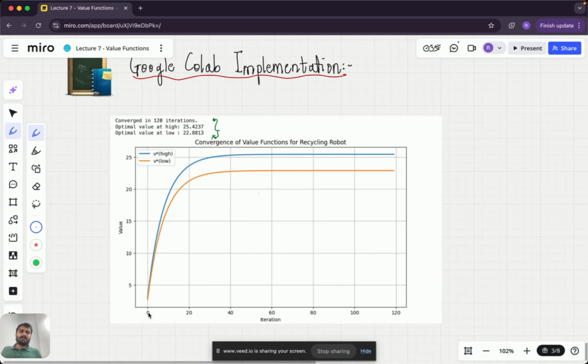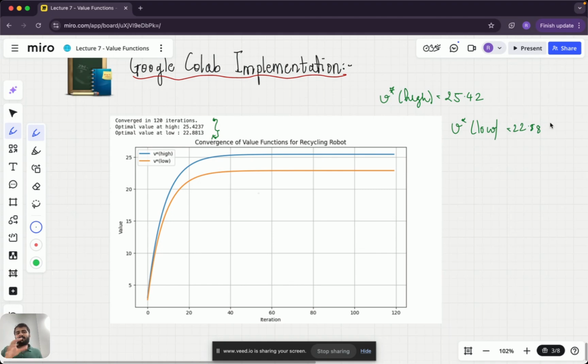So as the iterations proceed, you can see that the value functions converge, and the optimal value for the high state, which is v star of high, is 25.42, and v star of low is equal to 22.88.